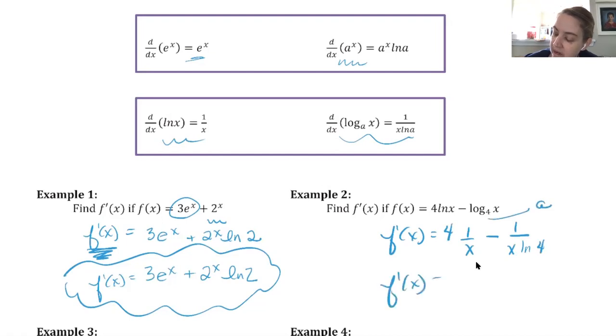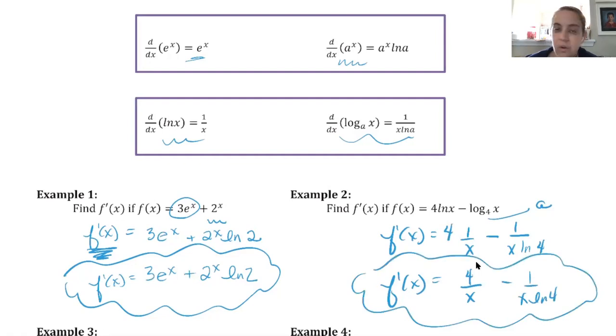Again, I'll rewrite it. I'm going to combine those first two, call it 4 over x minus 1 over x ln of 4. And that's it. There are no like terms to combine, nothing to do, nothing to subtract. Leave your answer as that.